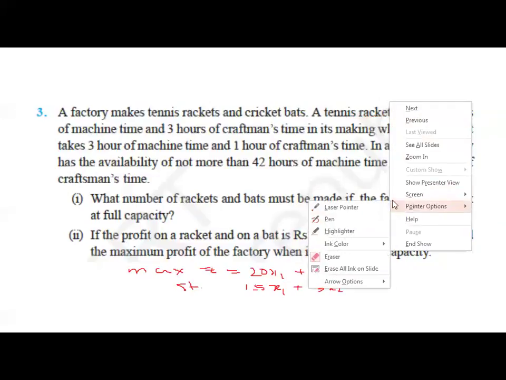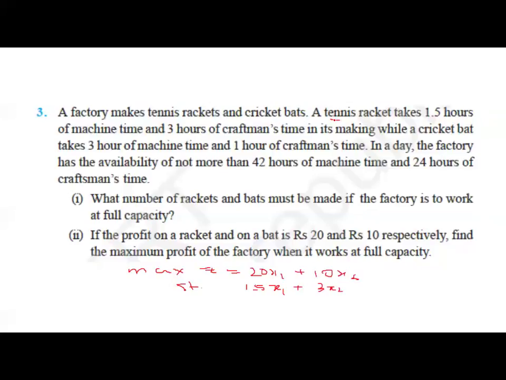A tennis racket requires 1.5 hours of machine time, and a cricket bat requires 3 hours of machine time. I'm only looking at machine time. So how many tennis rackets do I want to produce? x1. So I'll get 1.5x1 from there, and 3x2 from the cricket bats. So 1.5x1 plus 3x2 is less than or equal to how much time available?